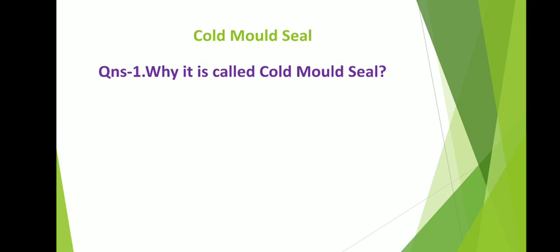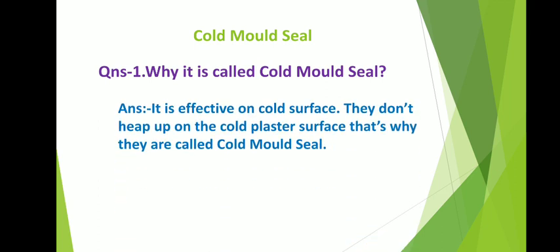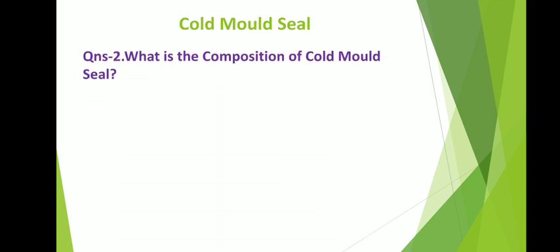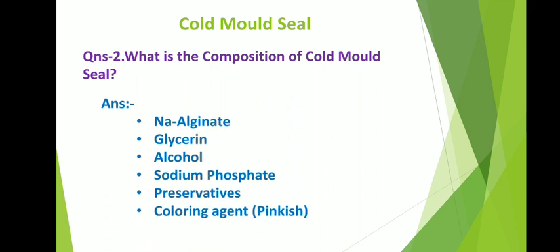The first question is, why is it called cold mold seal? The answer is, it is effective on cold surface. They do not heap up on the cold plaster surface. That's why they are called cold mold seal. The next question is, what is the composition of cold mold seal? The answer is sodium alginate, glycerin, alcohol, sodium phosphate, preservatives, and coloring agent, which is pinkish.